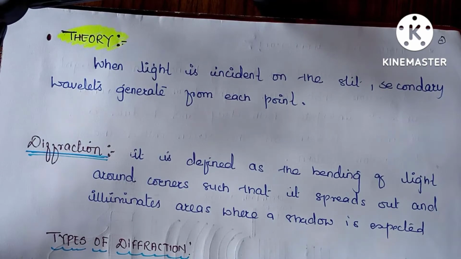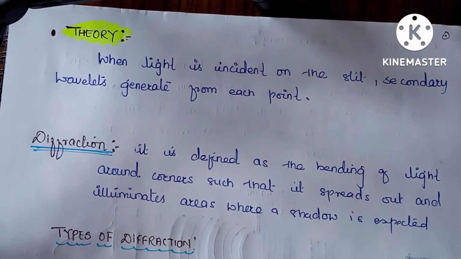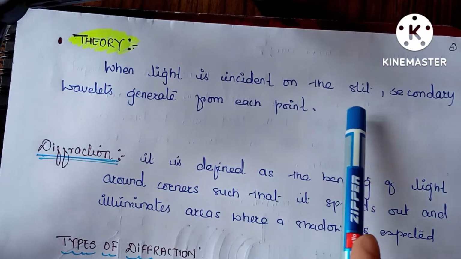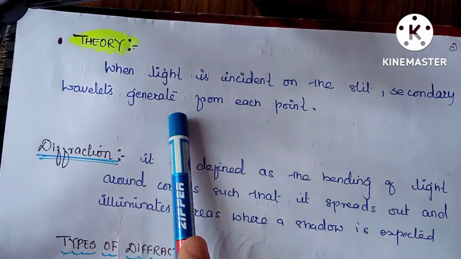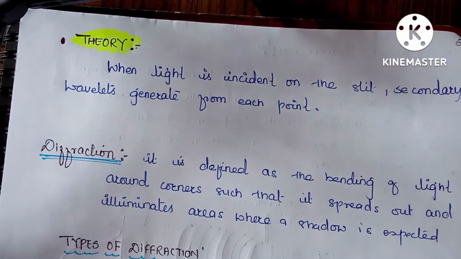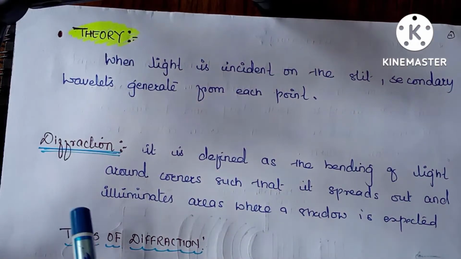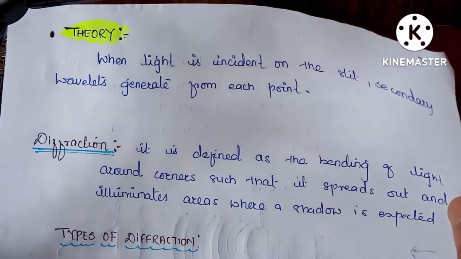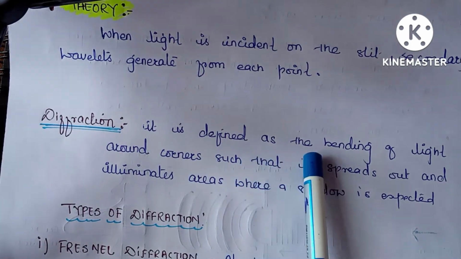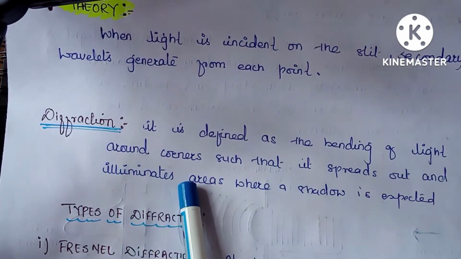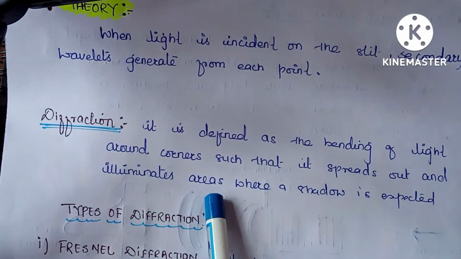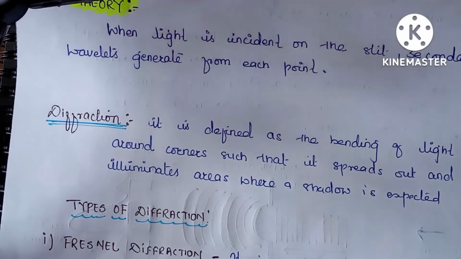Now we will see the theory part. When light is incident on the slit, secondary wavelets generate from each point. Before going to single slit, we have to know what is meant by diffraction. Diffraction is defined as the bending of light around corners such that it spreads out and illuminates areas where a shadow is expected.